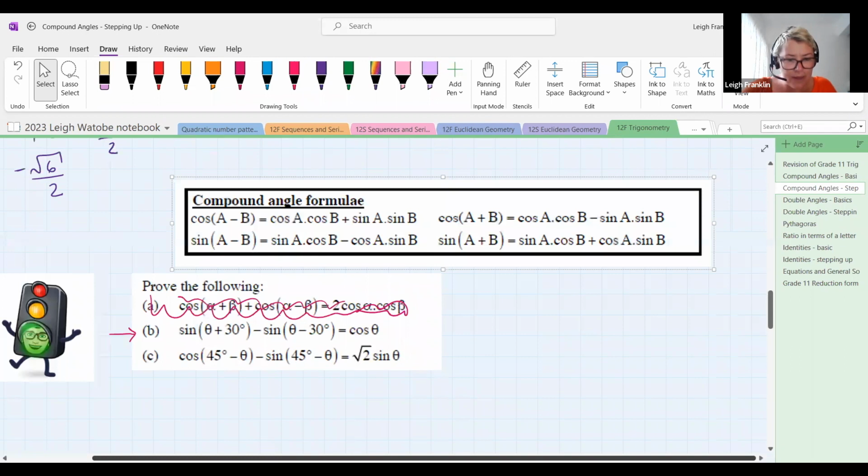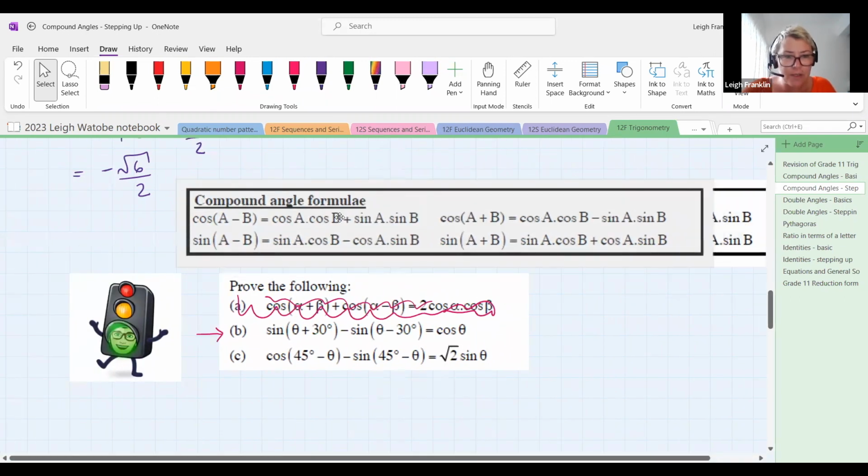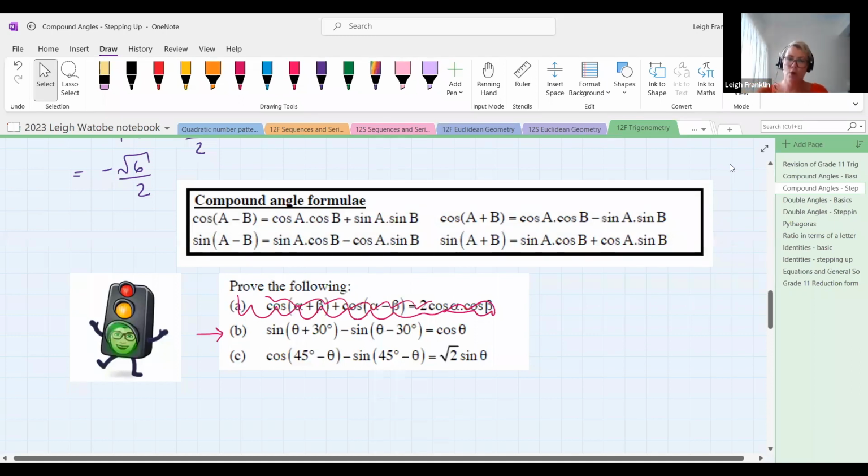I'm just going to put that down there for you so that you've got that to refer to. Remember, work with the left-hand side and make sure that it simplifies to the right-hand side.